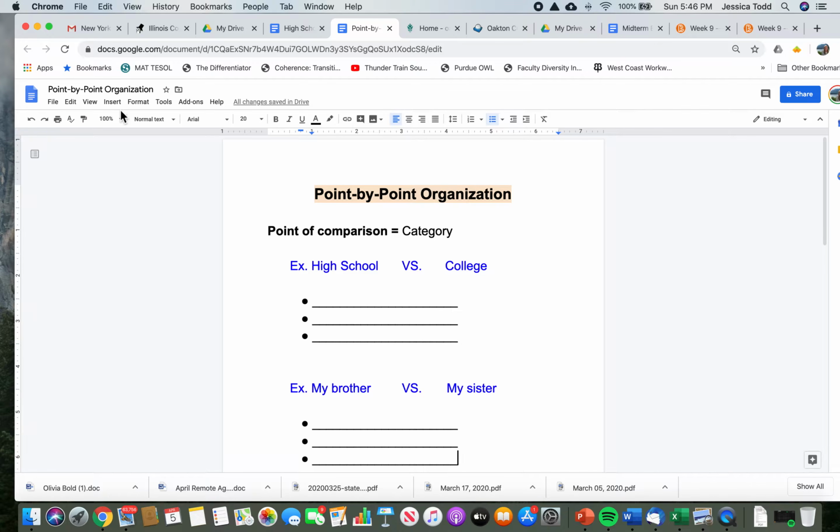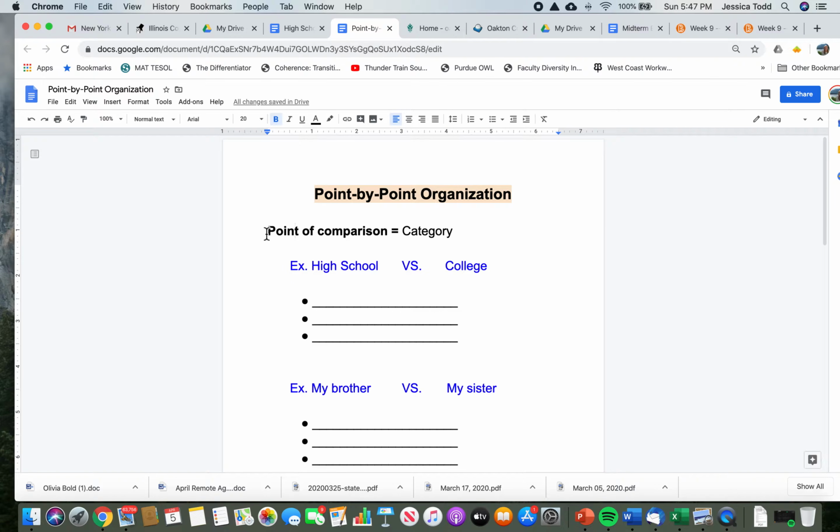Students, today we are going to talk about the organization of your comparison essay. We're going to do that by talking about something called point-by-point organization. This is a very useful organization, not only for the comparison essay, but also for many other types of essays. That's why I chose for us to learn about point-by-point organization instead of the other types of organization.